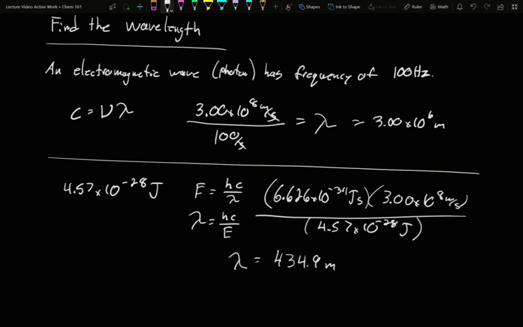If we have a frequency, we can find a wavelength. If we have energy, we can find wavelength, or vice versa for all of these. These let us jump between the different aspects of how we have to measure and discuss photons.